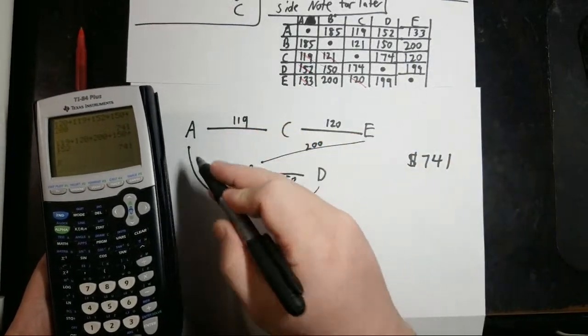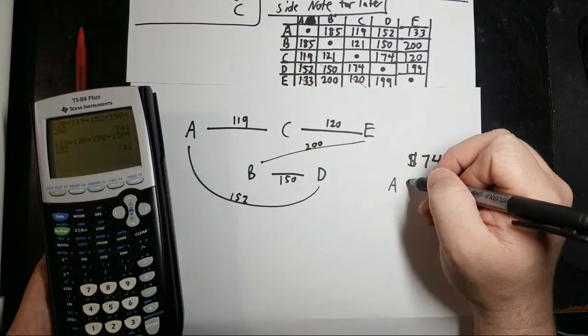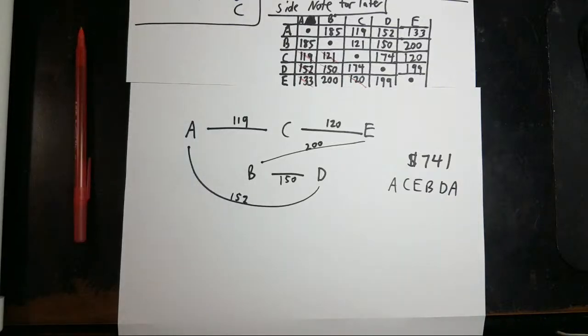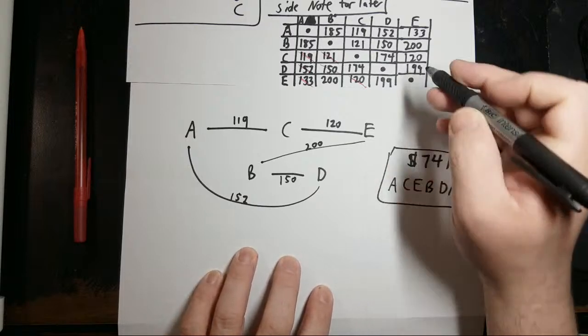And it doesn't matter what direction you go, AC or AD, but this is A, C, E, B, D, A. Cool. This is cheapest link.